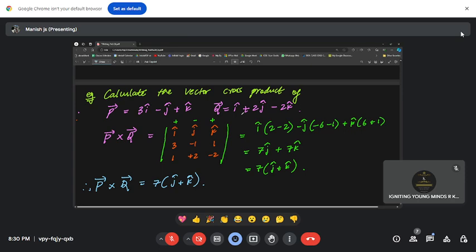So this is the method you will have to follow. Out of practice, you can be very fast in computing the vector cross product. It's not that difficult as well. Once you get the hang of it, it's quite simple. You just need to do it once or twice so that you're confident enough to do it on your own. All right, so I hope vector cross product is clear.